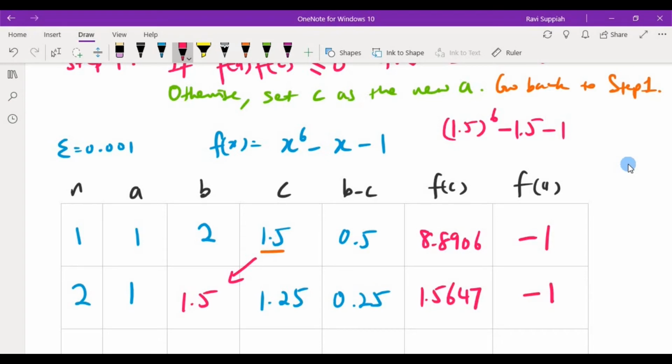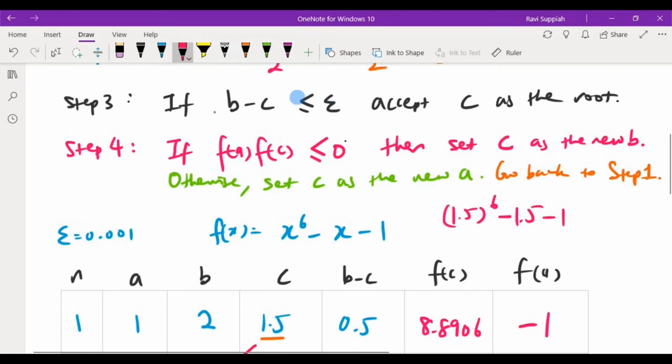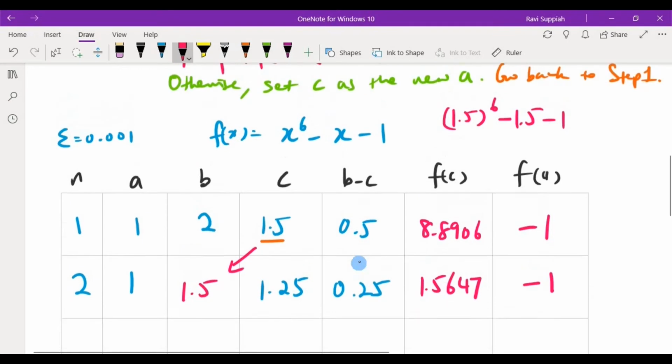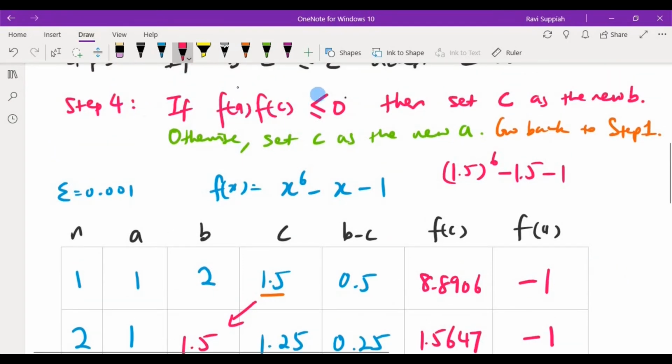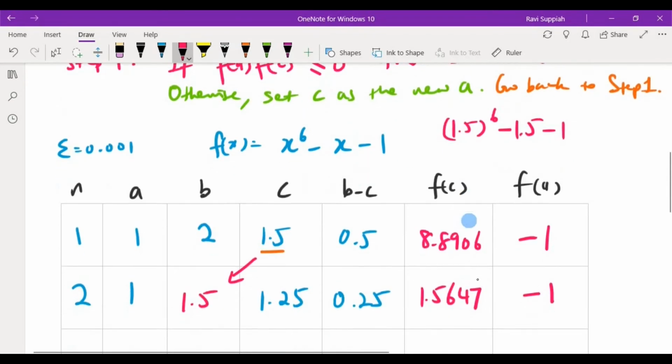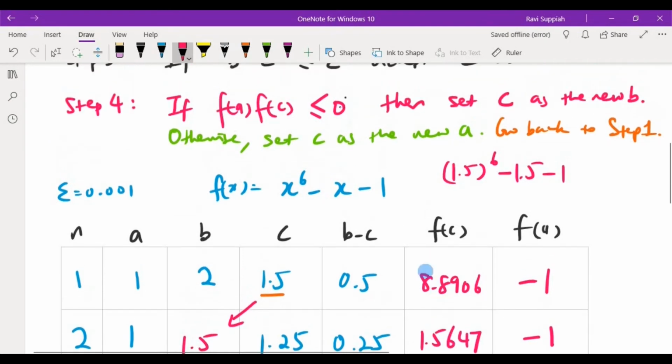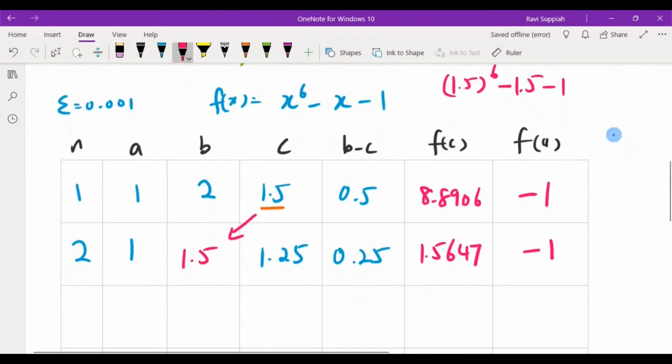Okay, so again we look back at the epsilon, the error difference between B and C. So B minus C is still not yet smaller than or equal to epsilon, so we have to carry on. When you carry on to step 4, we first check this condition, FA multiplied by FC. As you can see, FA is negative, FC is positive, so negative and positive will give you a negative number, so this condition is satisfied. So set C as the new B. So C will become the new B over here.